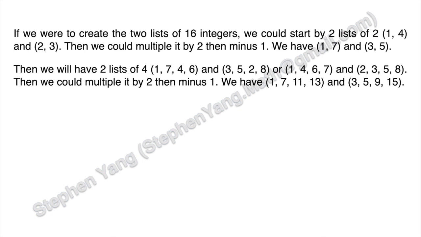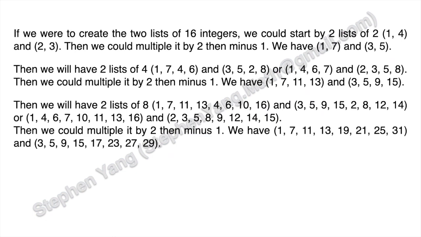Then we could multiply by 2 and then minus 1. We'll have 1, 7, 11, 13, and 3, 5, 9, 15. Then we'll have two lists of 8: 1, 7, 11, 13, 4, 6, 10, 16, and 3, 5, 9, 15, 2, 8, 12, 14. If we sort these two lists, we'll have 1, 4, 6, 7, 10, 11, 13, 16, and 2, 3, 5, 8, 9, 12, 14, 15.